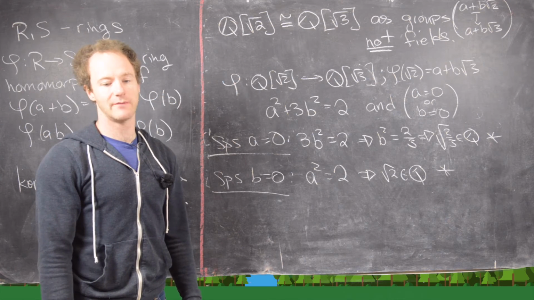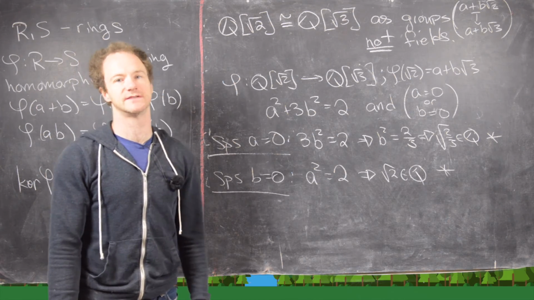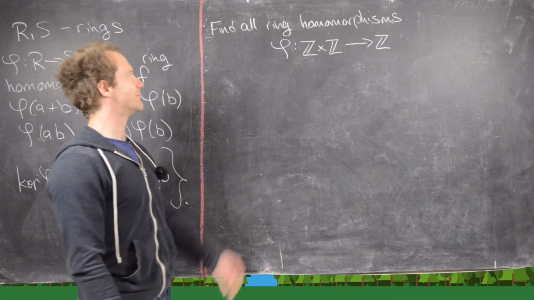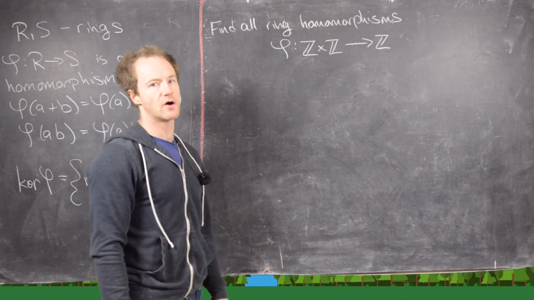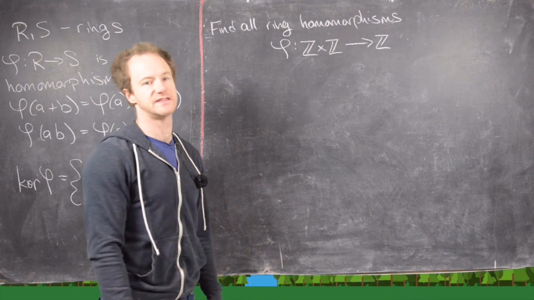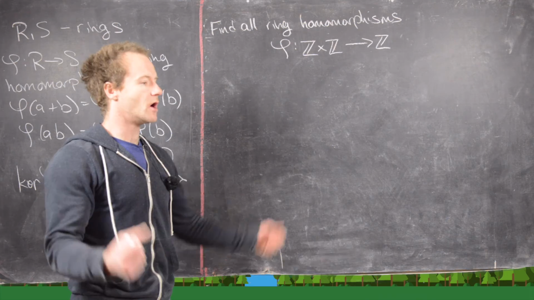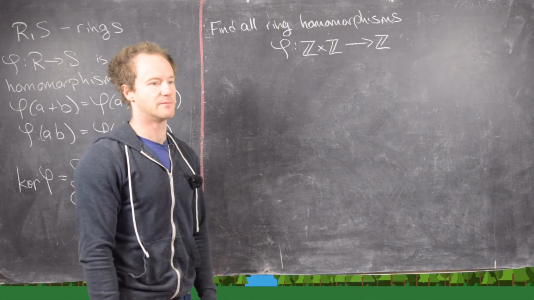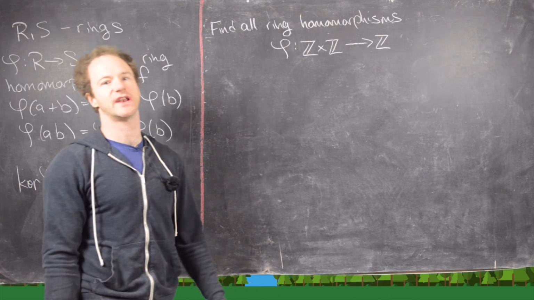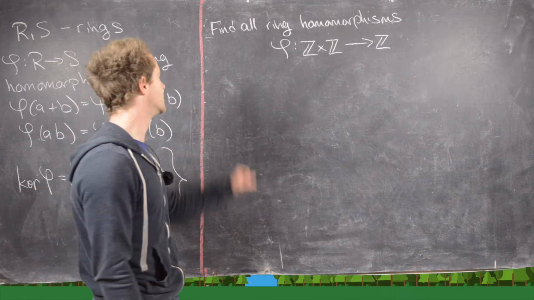Okay, good. So I'm going to erase the board, then we're going to look at one more example like this. For our last example, we want to examine all ring homomorphisms from Z cross Z to Z. Here we have the product of two rings, and so all of the operations happen component-wise, so it's component-wise addition and component-wise multiplication.